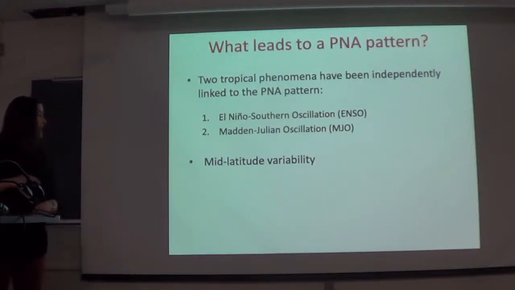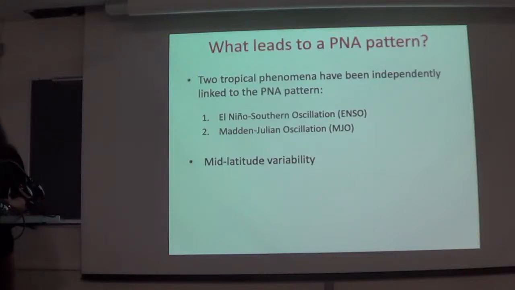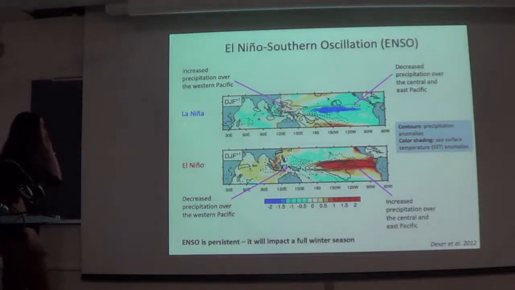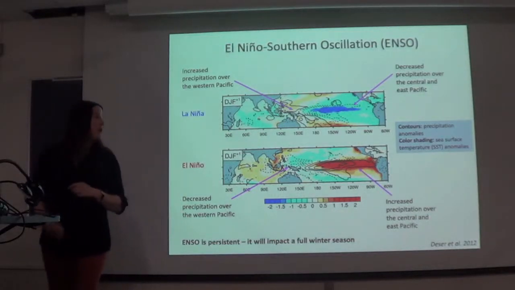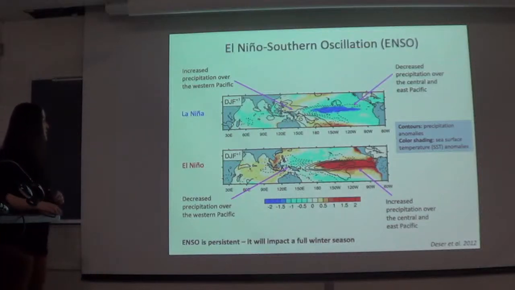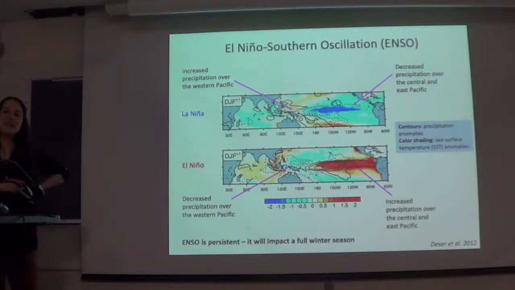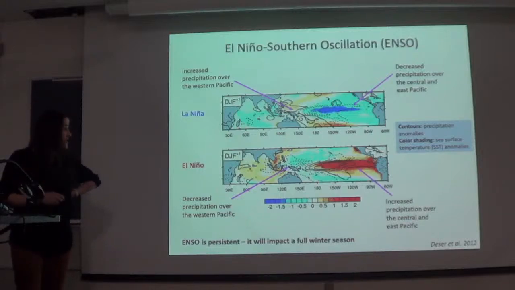So I'm going to give a brief introduction to ENSO and the MJO, for those of you that maybe are a little bit less familiar with it. So ENSO, what you see here are the two phases of ENSO. ENSO is most prominent during winter months, DJF. And what you see here at the top is what we typically see during La Nina conditions, and then at the bottom is what we see during El Nino conditions.